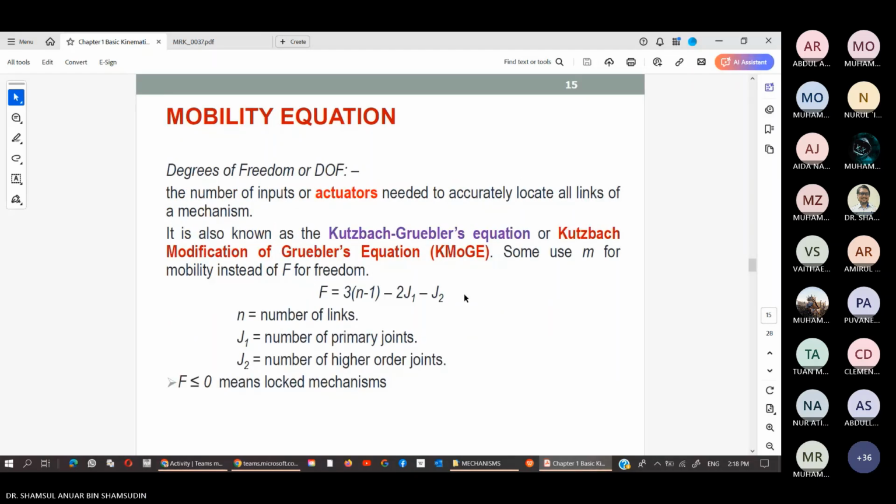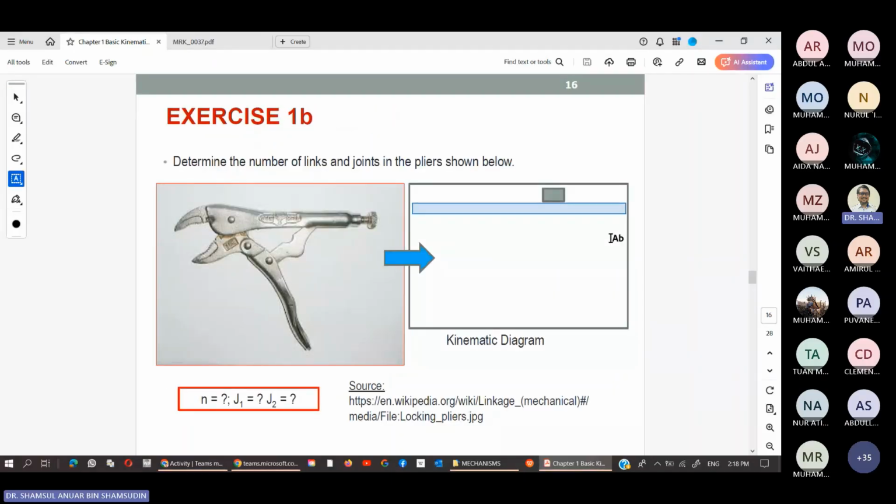But I can also use the whiteboard. I seldom use that. But anyway, maybe you can try that using the things that I've taught you in kinematic diagrams.